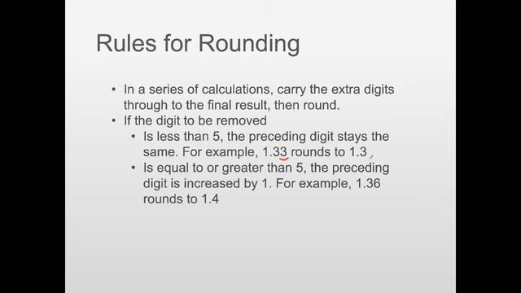All right, if it's equal to or greater than 5, the preceding digit is increased by 1. So here, 1.36, we have to get this down to 2 sig figs. So because this digit to be removed is greater than or equal to 5, this is going to round to 1.4. But always carry all your calculations through until the end, and then you're going to round.